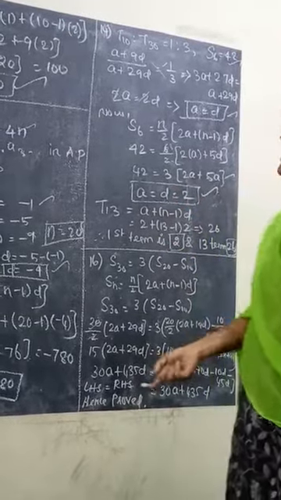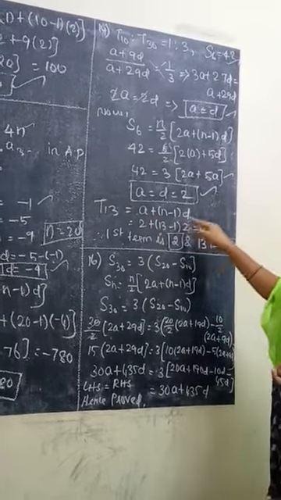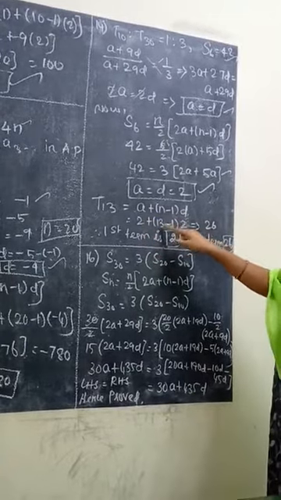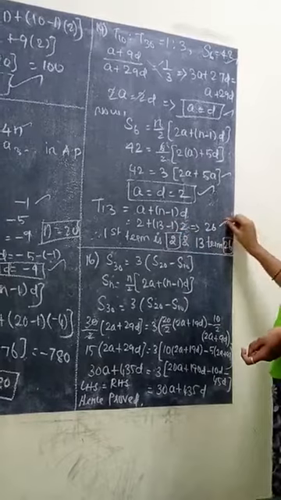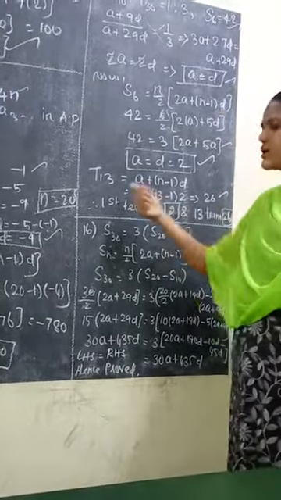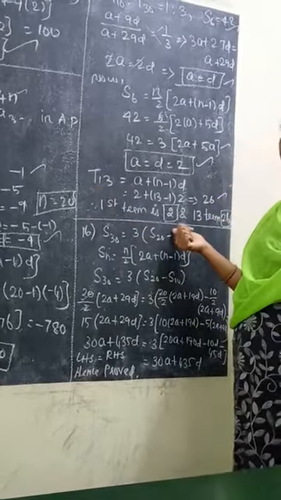How do we find the 13th value? t13 equals a plus n minus 1 into d. What is the a value? 2 plus n, 13, minus 1 into 2. So do the simplification, you will be getting 26. So the first term is 2, the 13th term is 26. I hope you understand this.